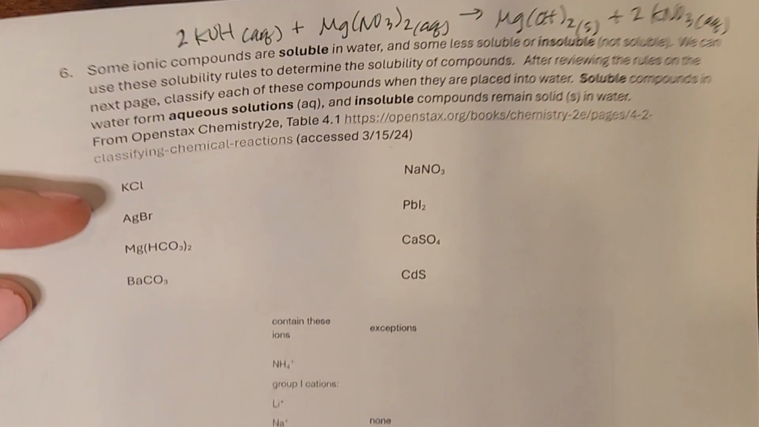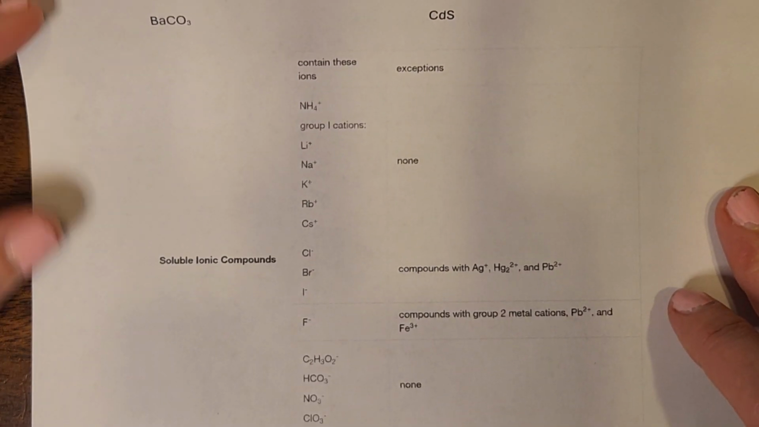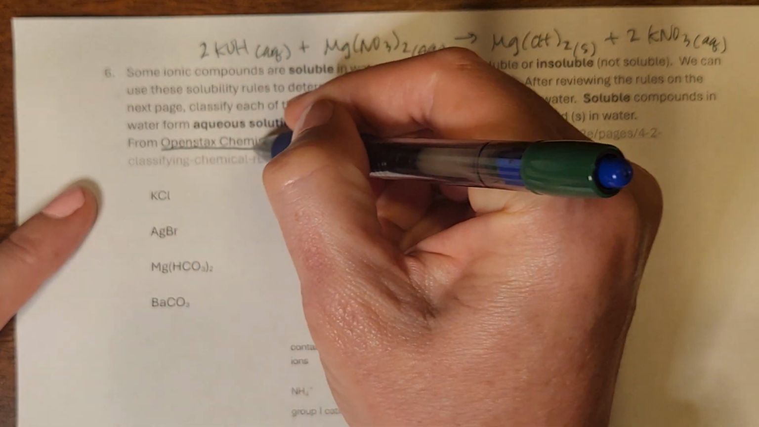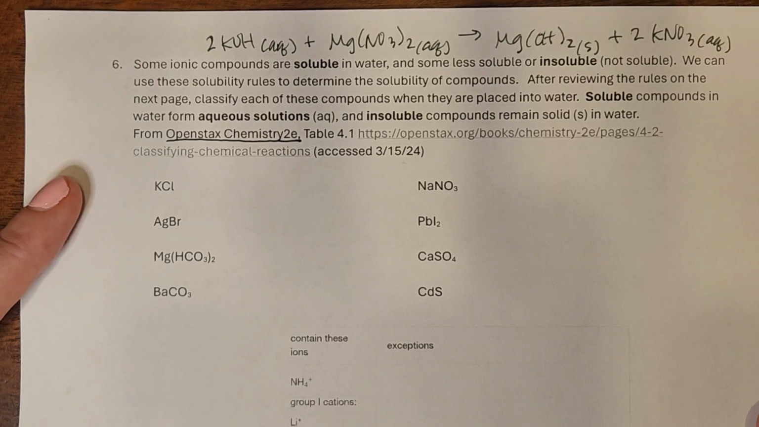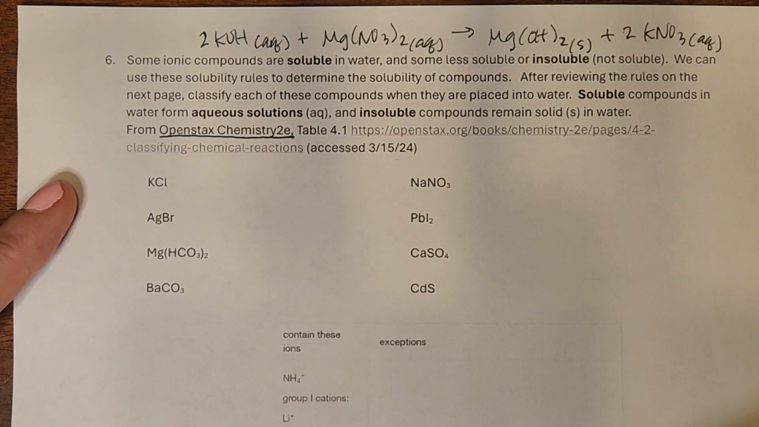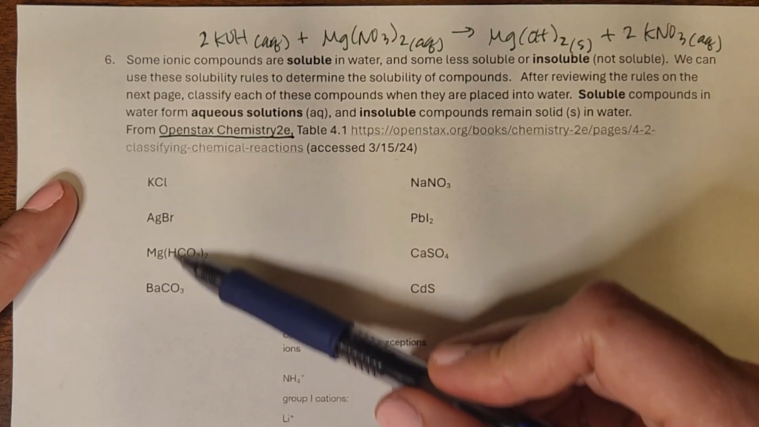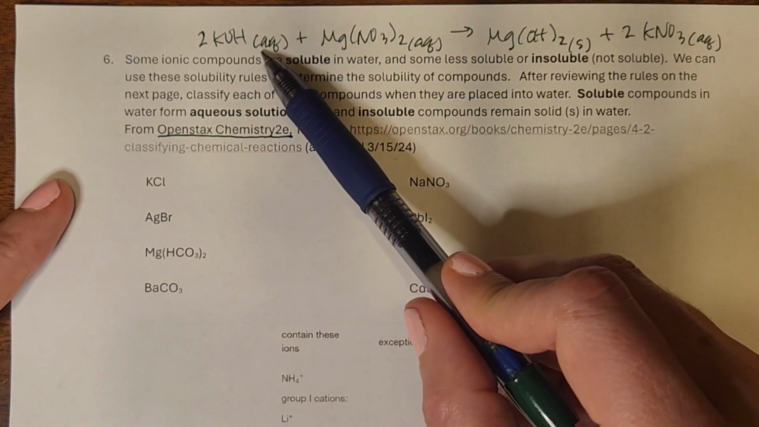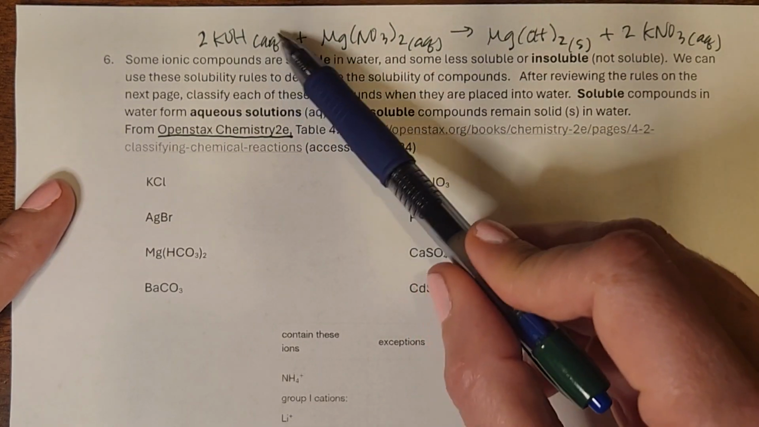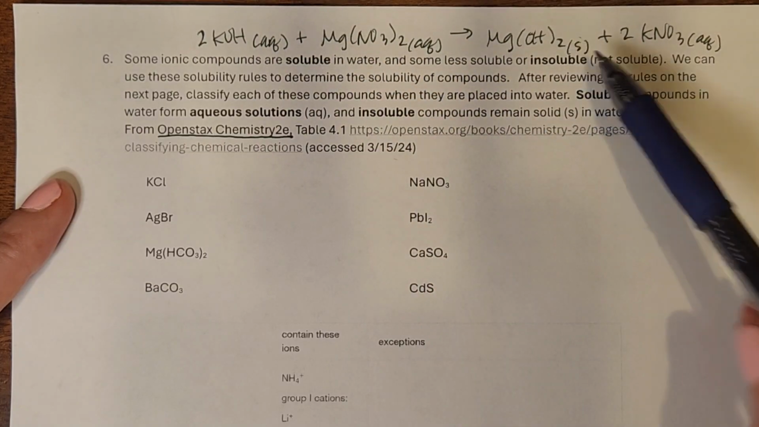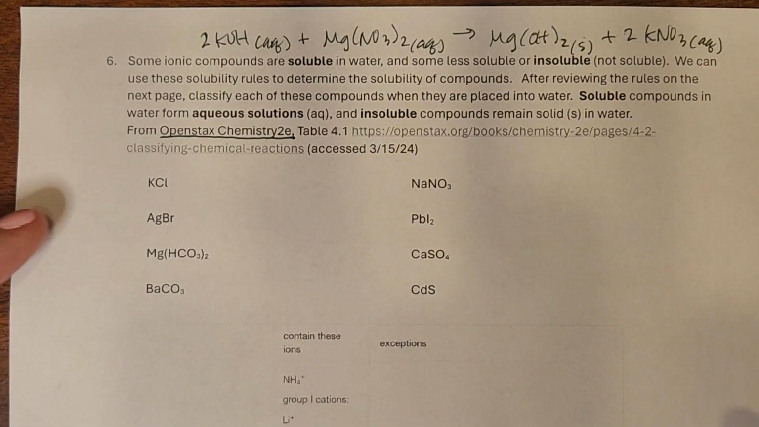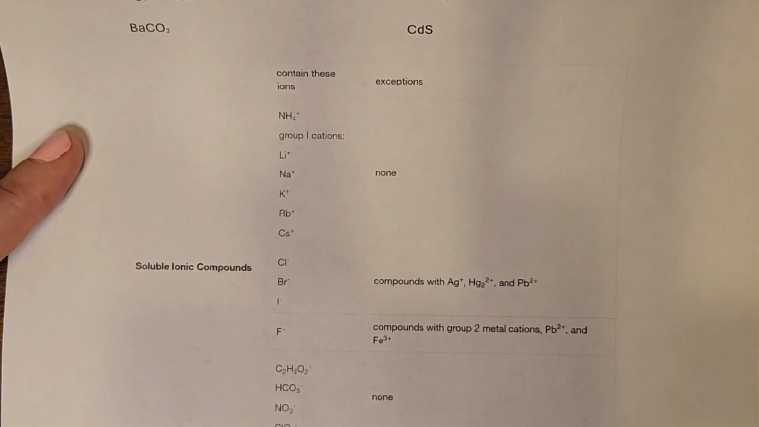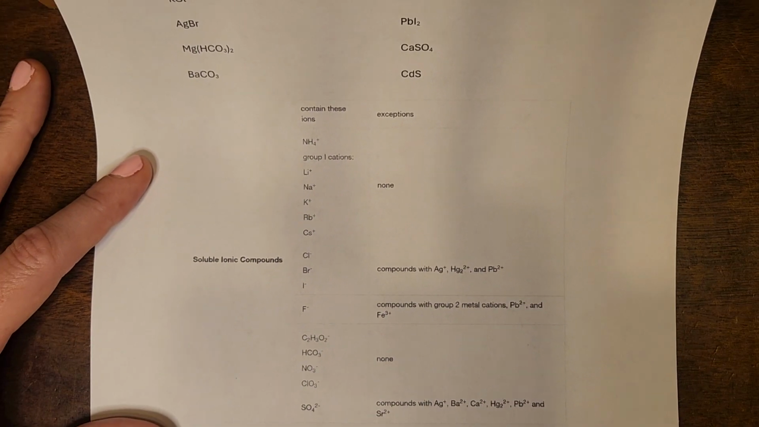You can find all sorts of tables of solubility rules. This one happens to come from Openstax Chemistry 2E, which is a textbook online. But we can use those tables to help us figure out, if I have a bunch of compounds, which ones are going to dissolve or be aqueous once we put them into water, and which ones are going to be solid and not mix with the water at all. So let's see how to use this table of solubilities. And again, this comes from the Openstax textbook.